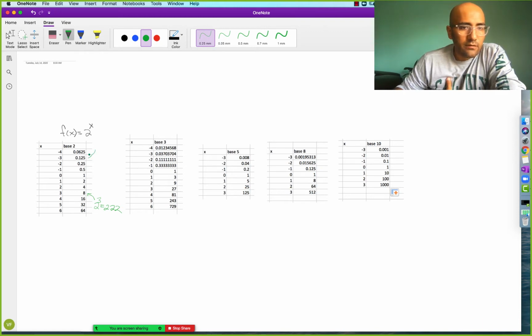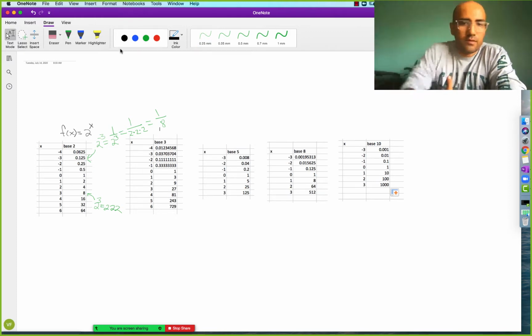And say this one over here is 2 to the power of negative 3, which is the same thing as 1 over 2 to the power of positive 3, which is the same thing as 1 over 2 times 2 times 2, equals 1 over 8. 1/8 gives you 0.125. Good.